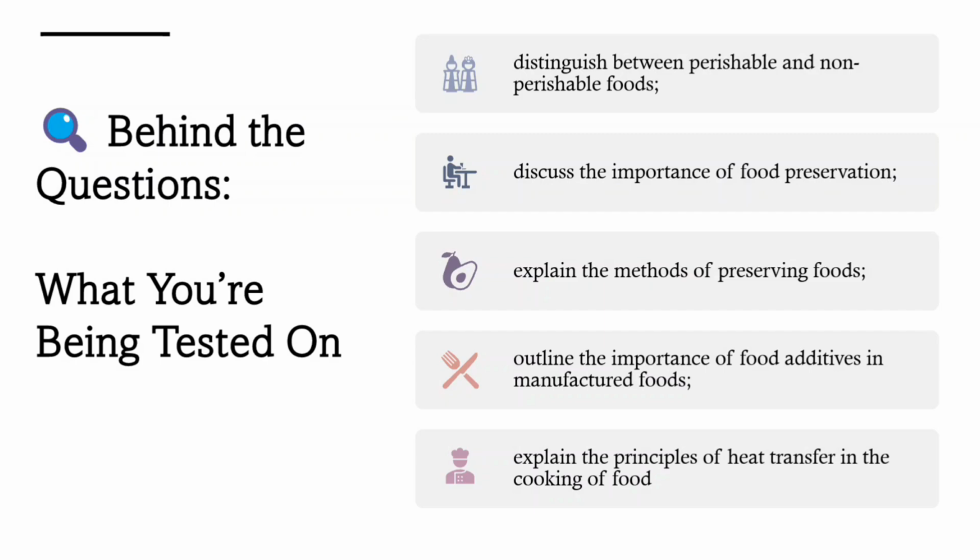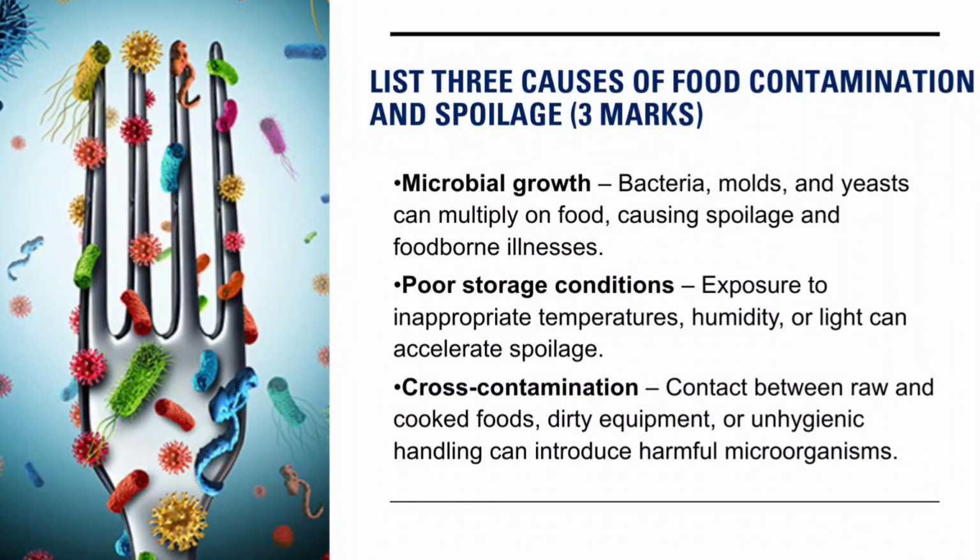All right, guys. Now let us look at the ideal responses. So the first one says, list 3 causes of food contamination and spoilage, and this is worth 3 marks, right? So the first point that we have here is microbial growth. Bacteria, molds, and yeast can multiply on food, causing spoilage and foodborne illnesses.